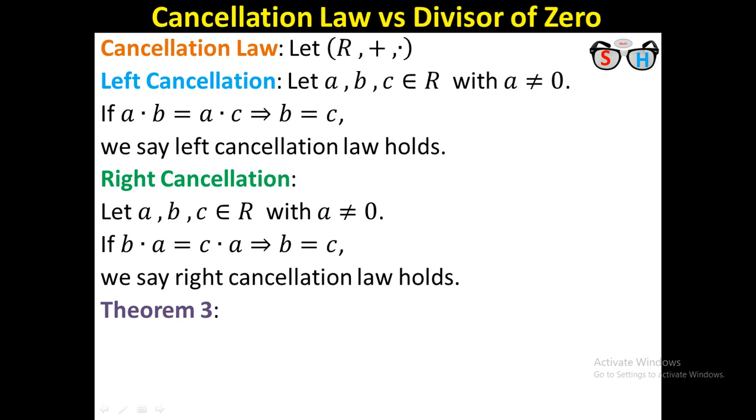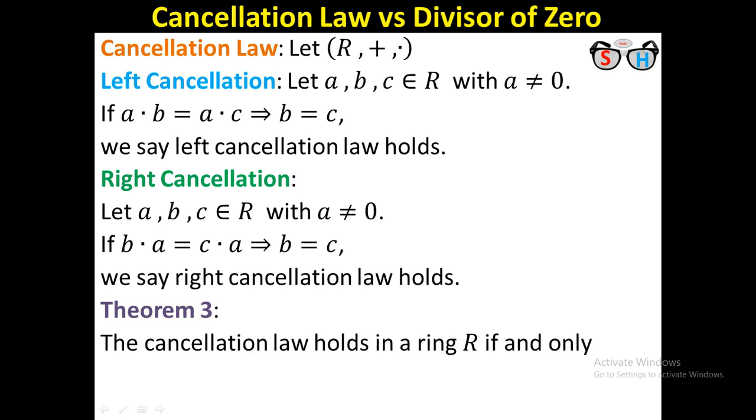Now we will get a relation of cancellation law and divisor of zero. The statement of the theorem is that the cancellation law holds in a ring R if and only if R has no divisor of zero.